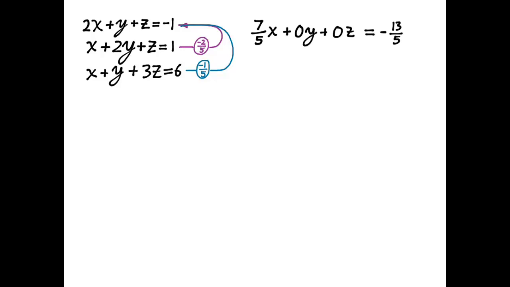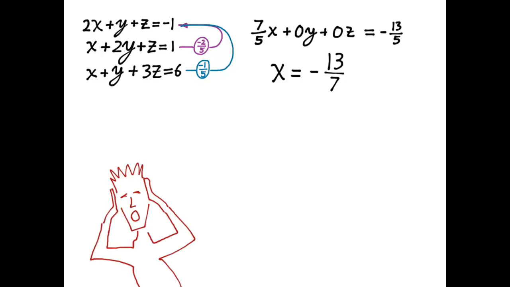So I'll start out by doing some linear combination of these equations. If I add to the first equation negative 2/5 of the second equation and negative 1/5 of the third equation, then those three equations add up to 7/5 x plus 0y plus 0z equals negative 13/5. Now that I've eliminated the variables, all I have to do is multiply by 5/7 and I get the answer x equals 13/7. So that's how I'm going to use linear combination.